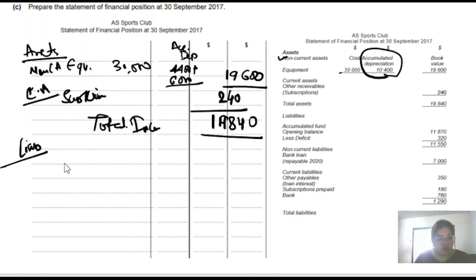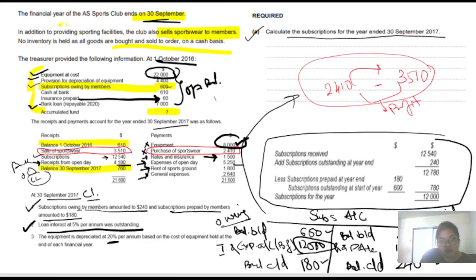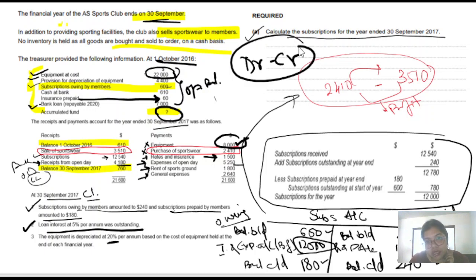In liabilities, first of all you have to record your accumulated fund, and the question is how you are going to calculate it, because in your question they are not going to provide you the opening balance of the accumulated fund. They mark a question mark here. So how are you going to calculate it? You have to do debit minus credit.